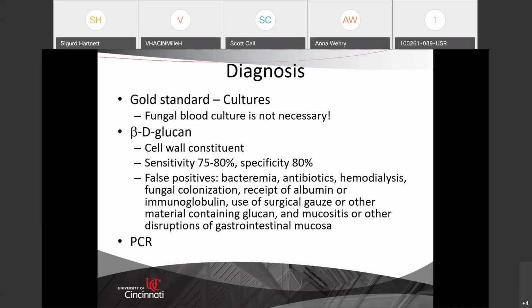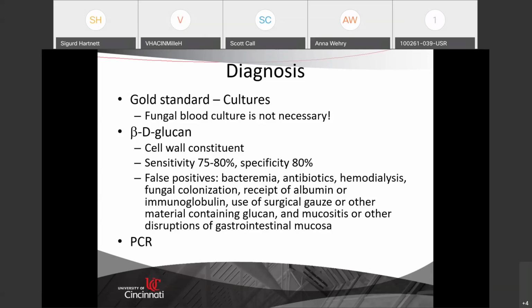Certain gram-negative bacteremias can cause it to be positive. Antibiotics, particularly the penicillin antibiotics, can cause a false positive because, if you think about it, they come from Penicillium, which is also a fungus that has the cell wall constituent. In people on hemodialysis, the tubes can have pieces of the beta-D-glucan that are not active fungus, just that cell wall material. Fungal colonization, having received albumin or immunoglobulin, any sort of surgical cause, and then mucositis or any disruption in the GI membrane can all cause false positives. So there's a lot of things that can cause a false positive in a beta-D-glucan.